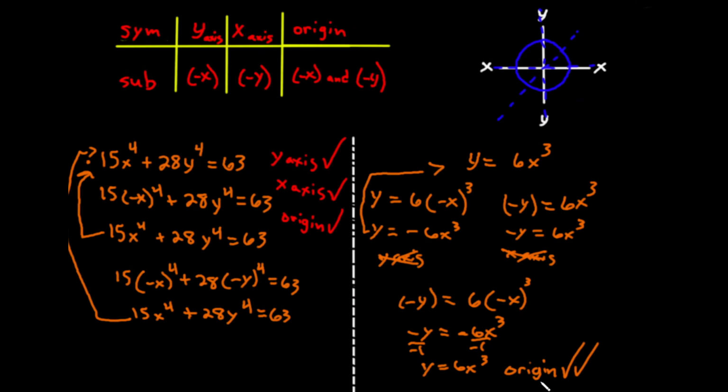And that is it for symmetry. So mathematics is kind of tricky, right? If you're trying to find out if something has y-axis symmetry, you're going to substitute the opposite letter, negative x. If you're looking for x-axis symmetry, you substitute its opposite letter, which is negative y. For origin, you do both at the same time.